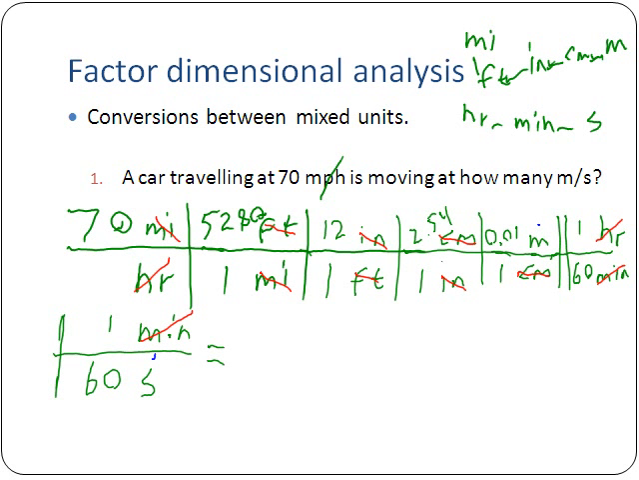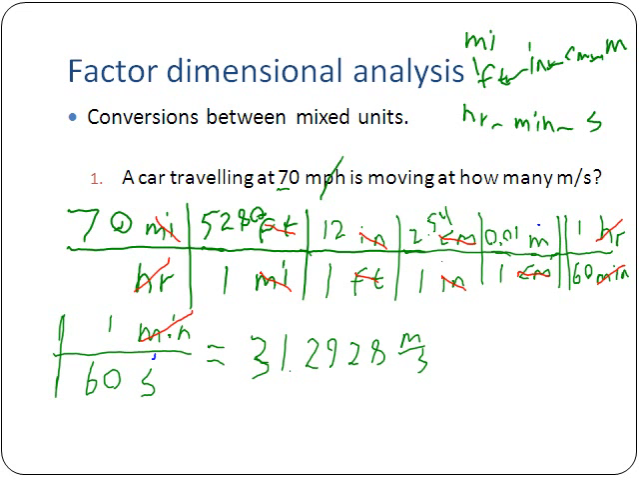So we multiply across the top, so we have 70 times 5,280 times 12, times 2.54 times 0.01 times 1 times 1, and then we divide by what's on bottom, so divided by 1, divided by 1, divided by 1, divided by 1, divided by 60, divided by 60. Putting that into the calculator, we will find that we get an unrounded answer of 31.2928 meters per second.